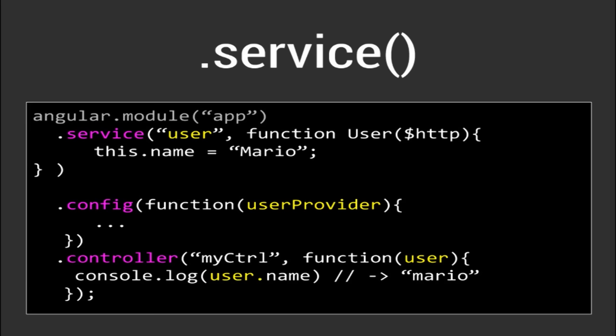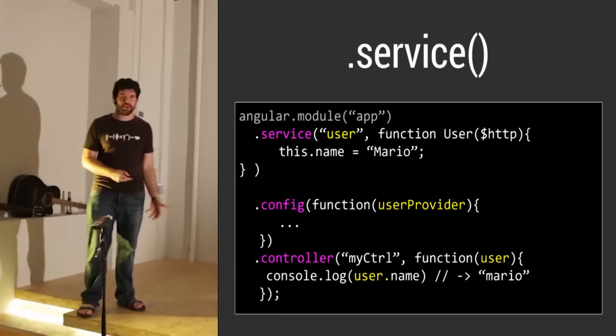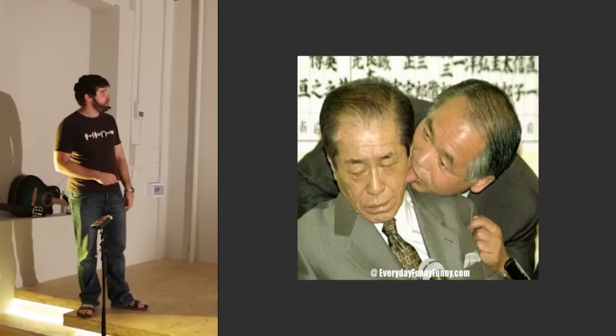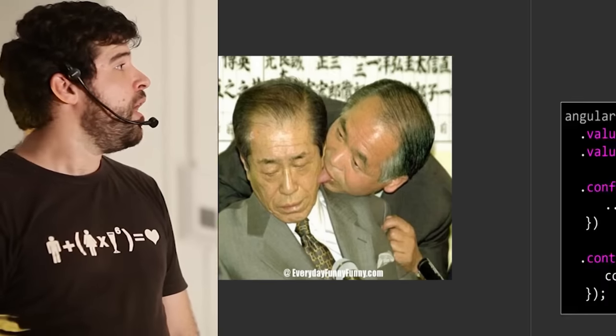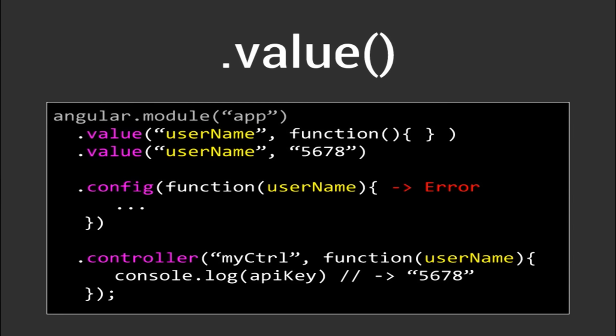So people usually start confused between what's a factory and what's a service. Okay, this is the difference. It just creates a new instance. I usually use the factory method. Okay, so value. You have also this method, okay?